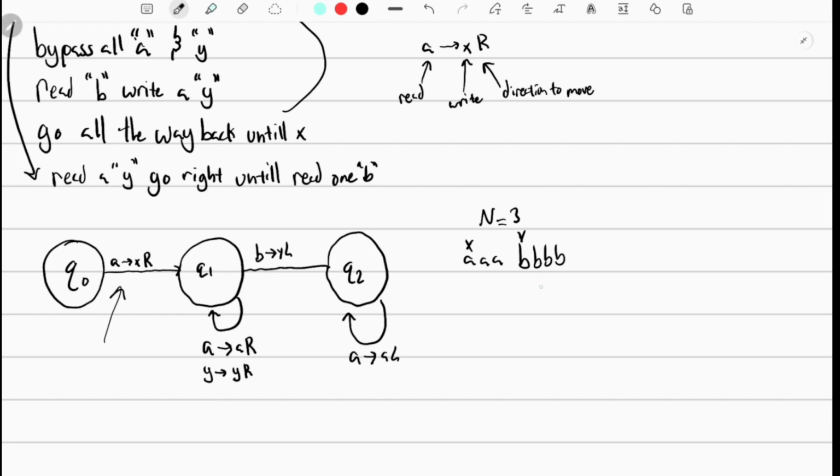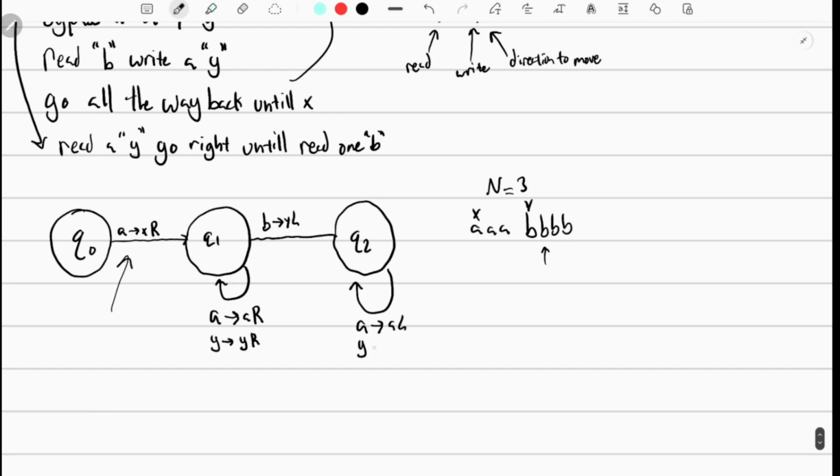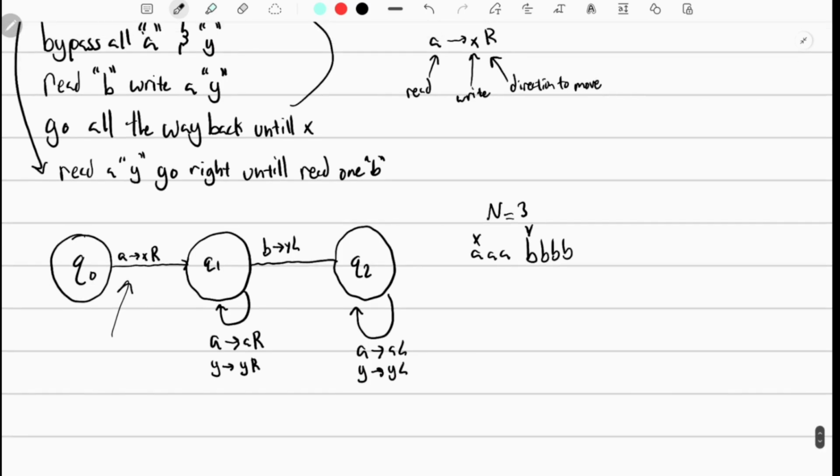But what if the head was right here? We're also going to see Y's on the way back. So read a Y, write a Y, and then move to the left. So now we're telling the machine to move to the left, but we're not telling it when to stop. And then we could tell it when to stop when it sees an X. So you could say read an X, write an X, and move to the right. So we're going to keep going all the way back until we see an X. X is right here.